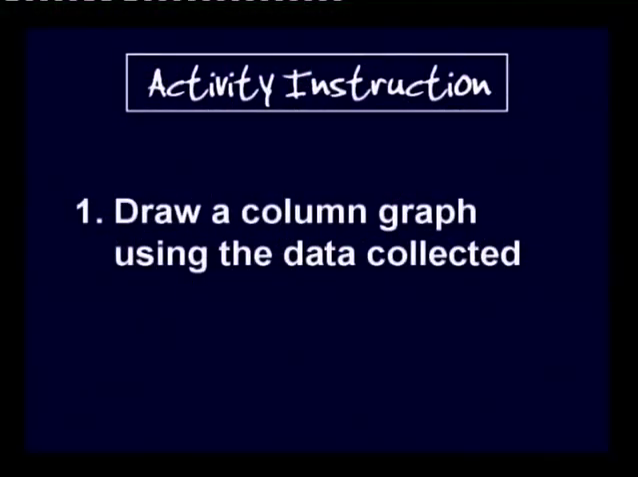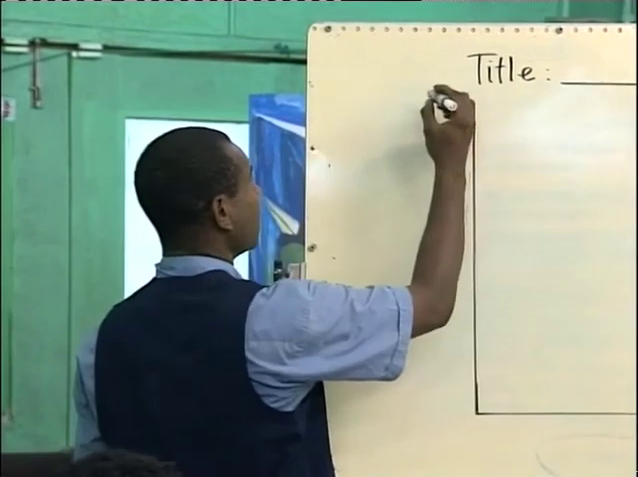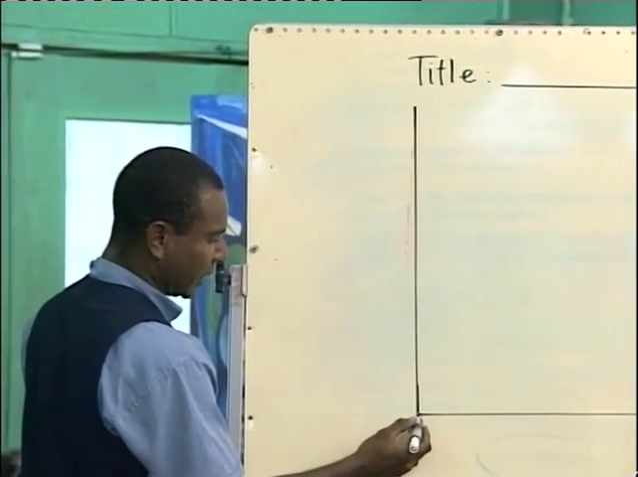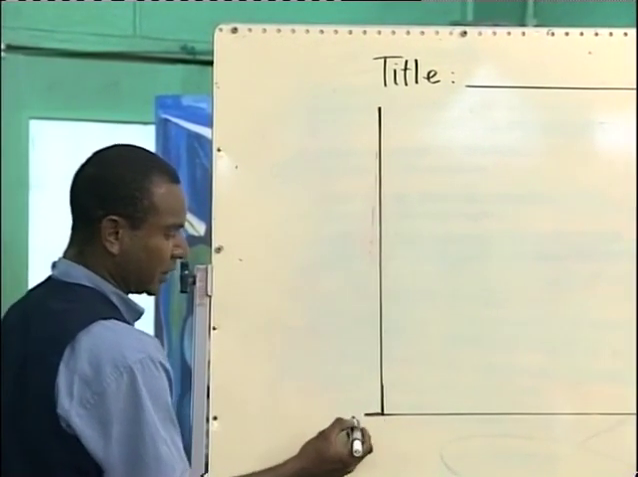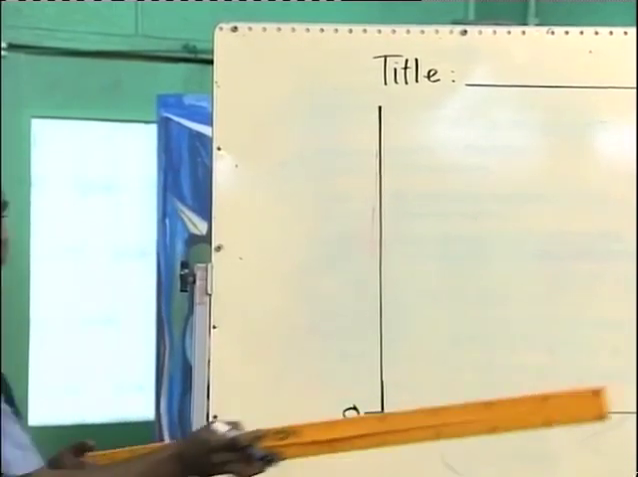Let's have a look, eyes in front. Let's have a look at our column graph. Some of you are not sure of what a column graph is. Okay, a column graph here. We are looking at the number of animals. So where do we put the number of animals? On this side. Okay. The number of animals on this side. So we start with what? 0.